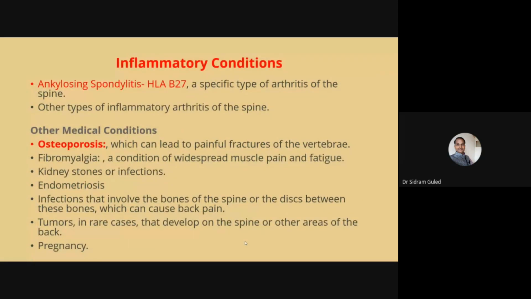There are other causes: inflammatory conditions and infectious diseases affecting the spinal or vertebral column can lead to inflammatory arthritis of the spine. The most common is ankylosing spondylitis, which is believed to be linked to a gene called HLA-B27. Other medical conditions which can lead to spine problems are osteoporosis, fibromyalgia, and visceral causes like kidney stones, infections, endometriosis, tumors, cysts and pregnancy. I'm not going to discuss those issues here.